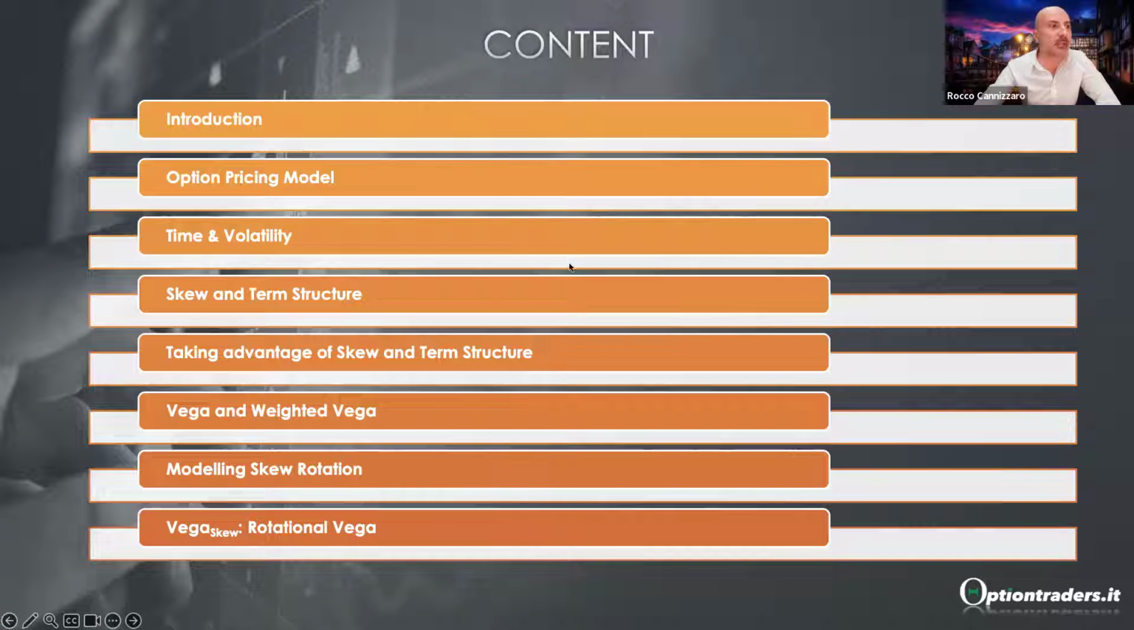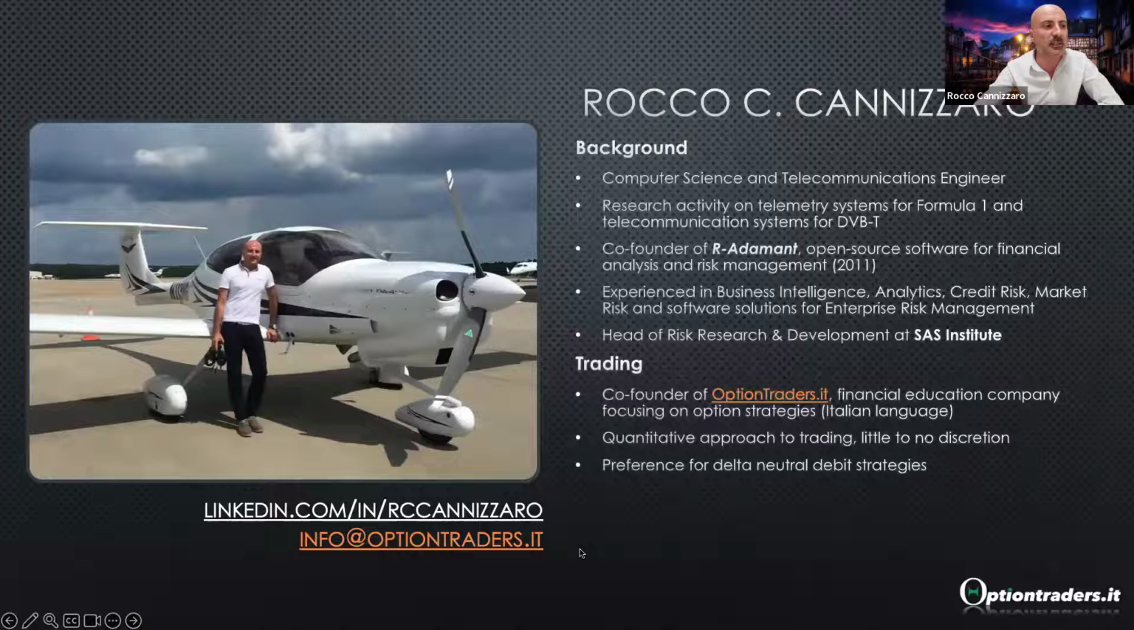So the first part is more introductory, as Don was saying. The second part is more of a research piece, and includes kind of a new Greek that I kind of call Vega skew because I kind of ran out of ideas, but happy to take suggestions. So before we start, I will not spend much about myself. I'm showing this slide because you can find my email address where you can contact me if you want to ask any questions going forward.